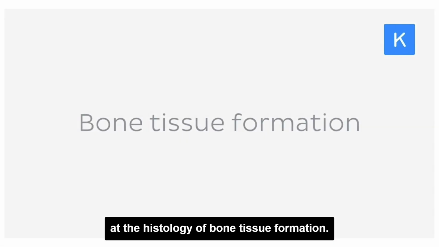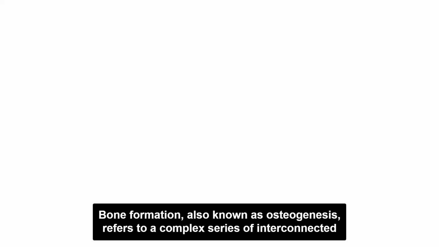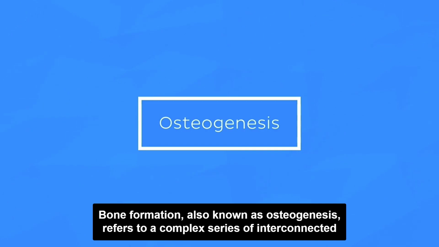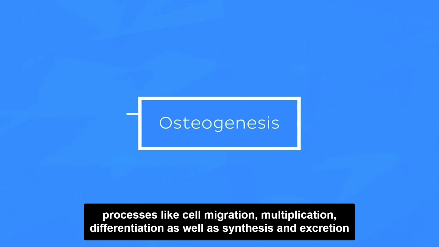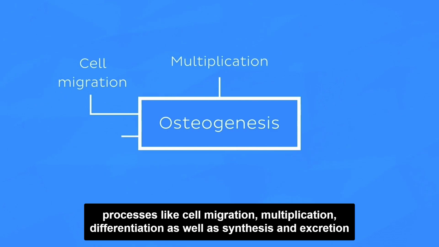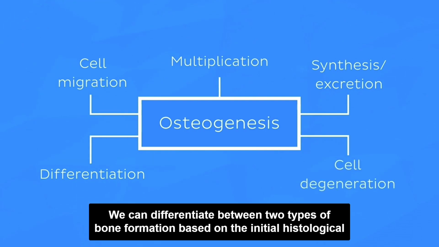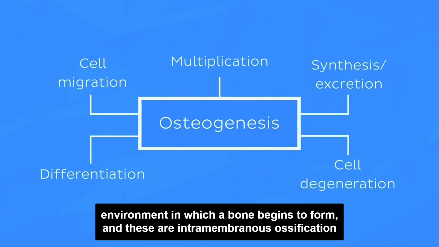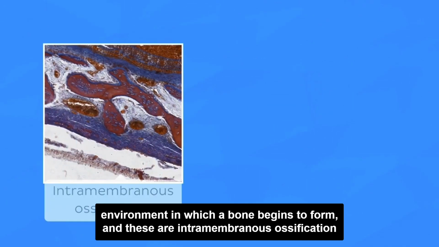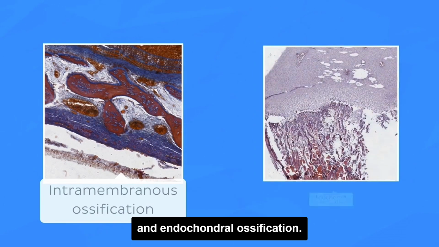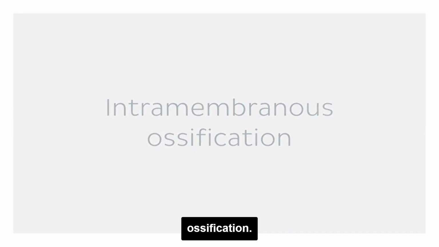Bone formation, also known as osteogenesis, refers to a complex series of interconnected processes like cell migration, multiplication, differentiation, as well as synthesis and excretion of extracellular matter and cell degeneration. We can differentiate between two types of bone formation based on the initial histological environment in which a bone begins to form, and these are intramembranous ossification and endochondral ossification. So we're going to be looking at each of these processes in turn, starting with intramembranous ossification.